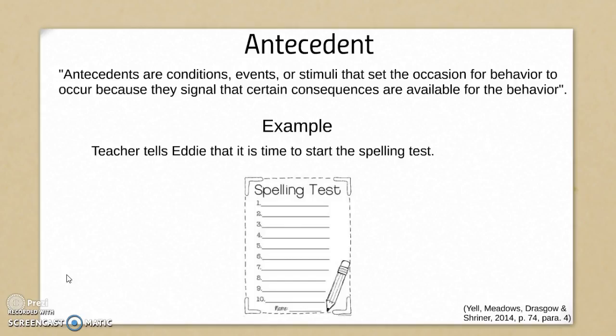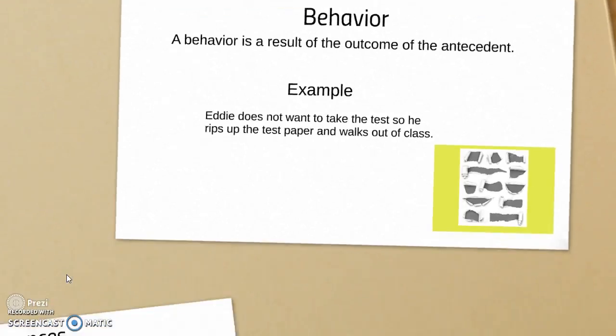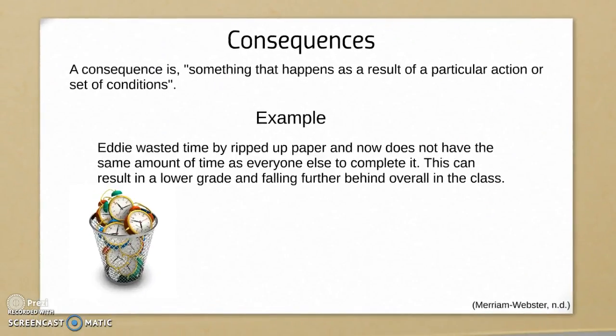So the ABC stands for antecedent, which is what sets the behavior off. The behavior is a result of the outcome of the antecedent. Consequence is what happens because of the actions, or the behavior, that was set.